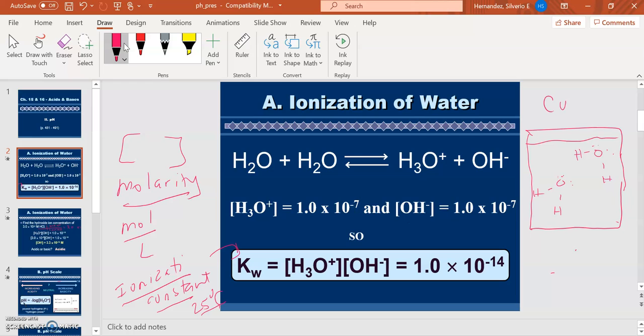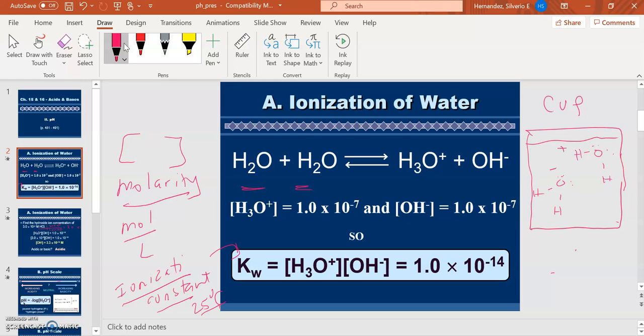Let's just say we have a cup of water, and inside that cup of water, we have these water molecules. It looks like nothing's happening with these water molecules, like they're just kind of minding their own business. But if we were to go down to the molecular level, we would see that these two water molecules are actually ionizing with each other. Well, what's happening with that?